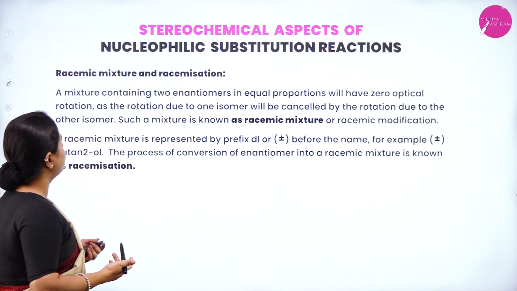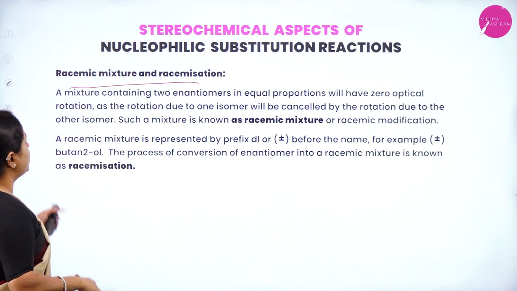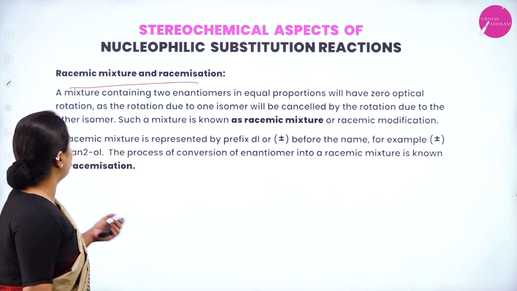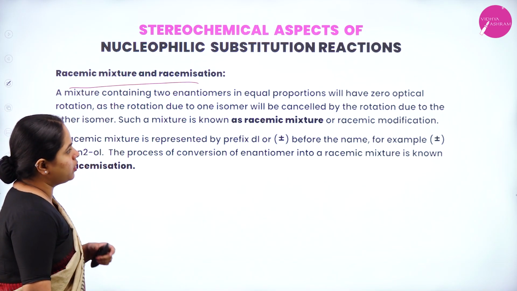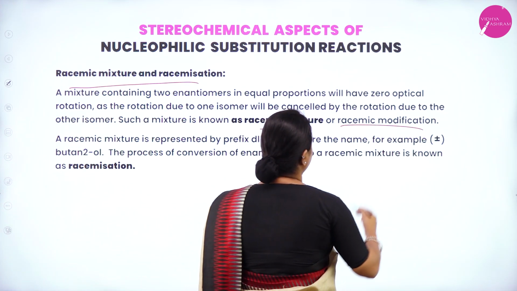So this is inversion. Now moving on to the next one, what is a racemic mixture and racemization? A mixture containing 2 enantiomers in equal proportions will have 0 optical rotation, as the rotation due to one isomer will be cancelled by the rotation due to the other isomer. Such a mixture is called a racemic mixture or racemic modification.